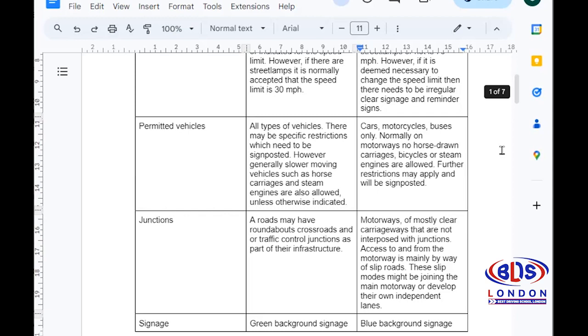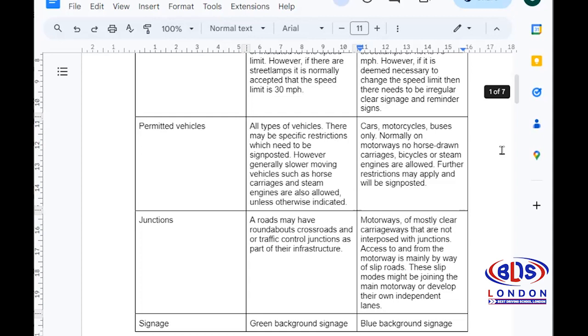on an A road. The problem, though, is that because it might be a dual carriageway, they might put up signage which says no horse-drawn carriages, or no steam engines, or no this or no that, because steam engines are quite slow normally. They only do about 15 to 20 miles per hour maximum. So on a dual carriageway, they will allow you to use almost any vehicle unless they restrict the vehicles.